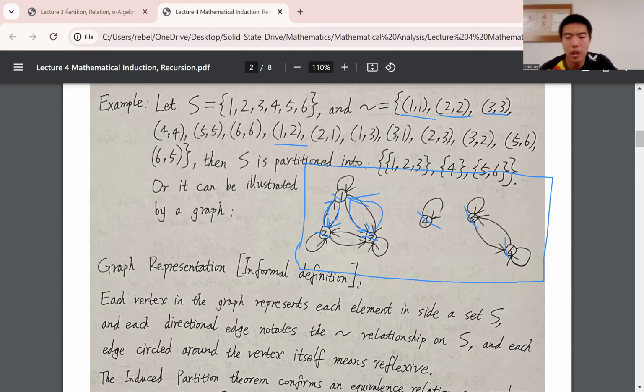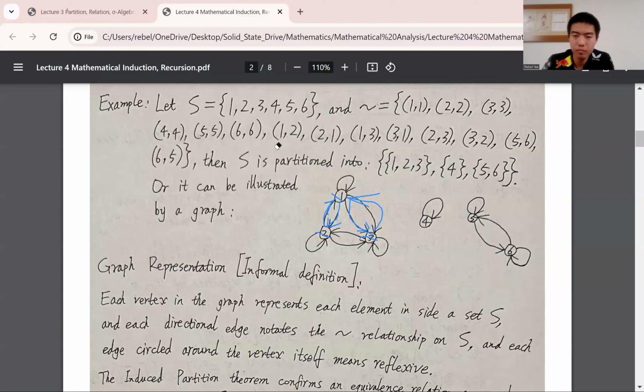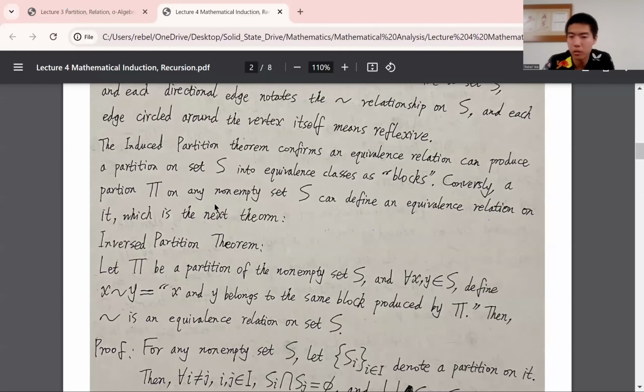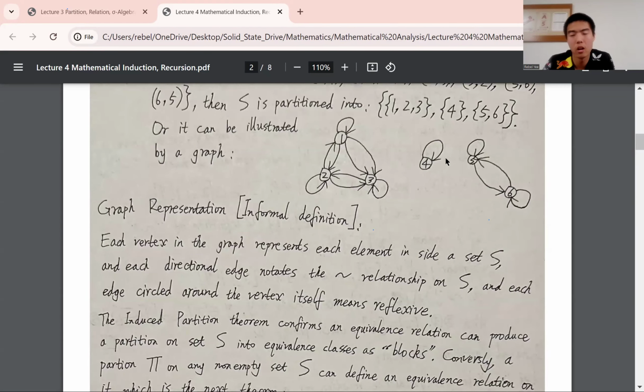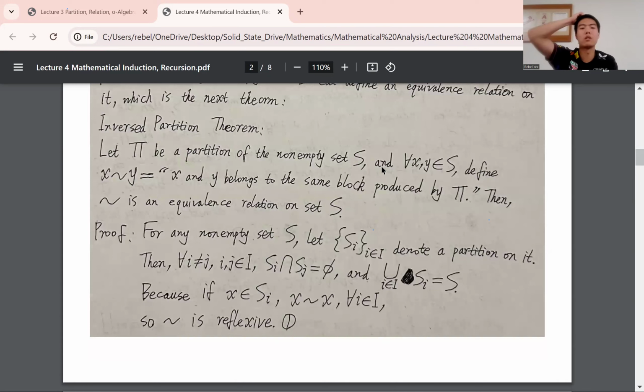Here the element is called a vertex, and each arrow is called a directional edge. So we can see what the graph looks like. If there are two arrows between two vertices, then they are related by the equivalence relation. If there is only one arrow without a counterpart going the other way, then it is not symmetric. That is how we use the graph to illustrate relations, especially the equivalence relation. Also notice you may see some curved directional edges, and those are reflexive because they go to the element itself.